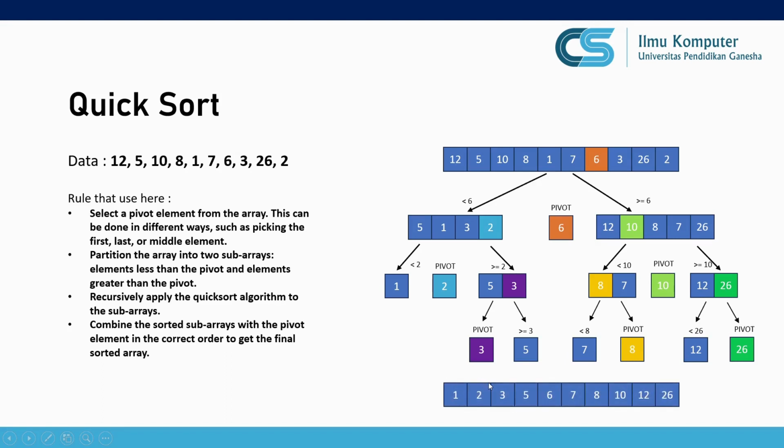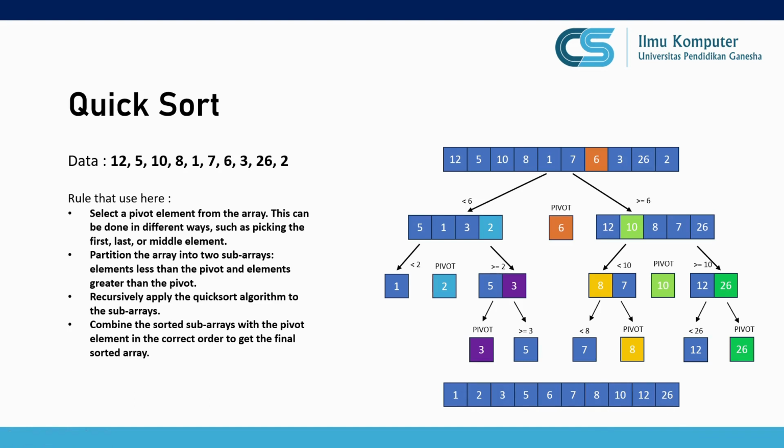After all is done, we combine the sorted subarrays with the pivot elements in the correct order to get the final sorted array. So here is the final sorted array, which is 1, 2, 3, 5, 6, 7, 8, 10, 12, and 26. That's the correct order.